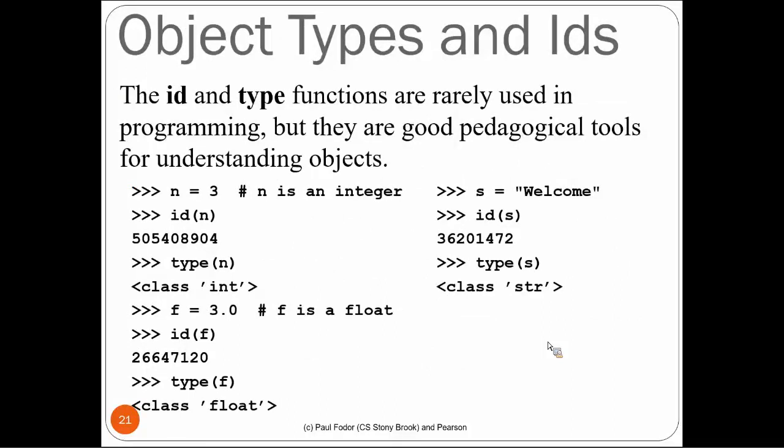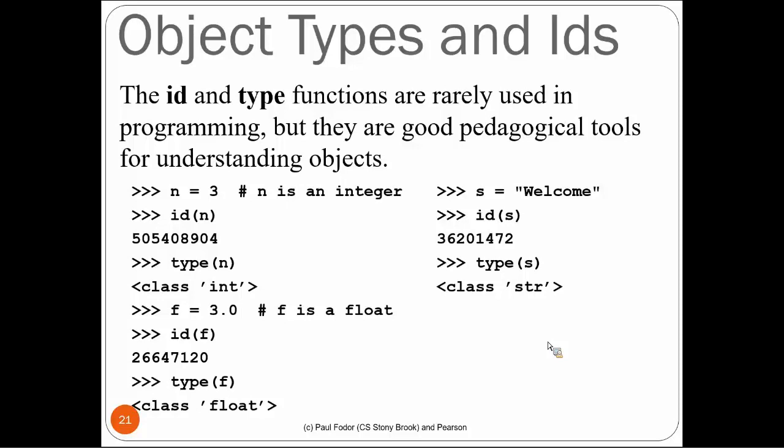If n is a variable that is assigned the integer 3, you can get the ID of that variable n, and you can get the type. In this case, it prints the class of that specific type, which is the type int. Similarly, if you have a float number or a string, you can get the ID and the type of those. The ID is always unique, so if you have different objects, you will get different IDs.